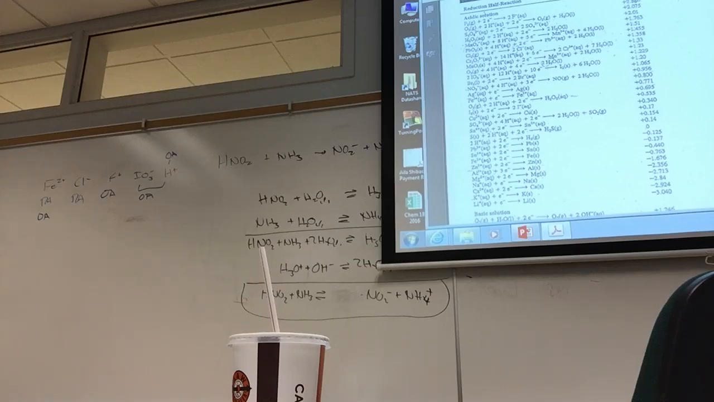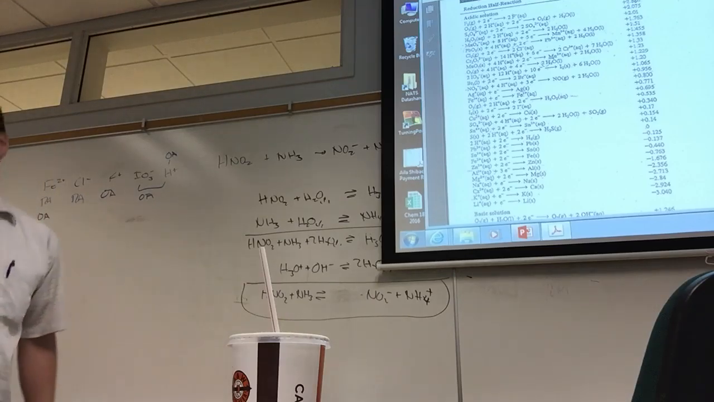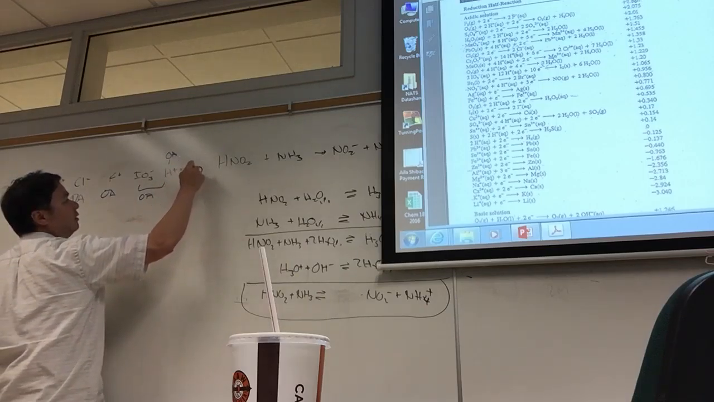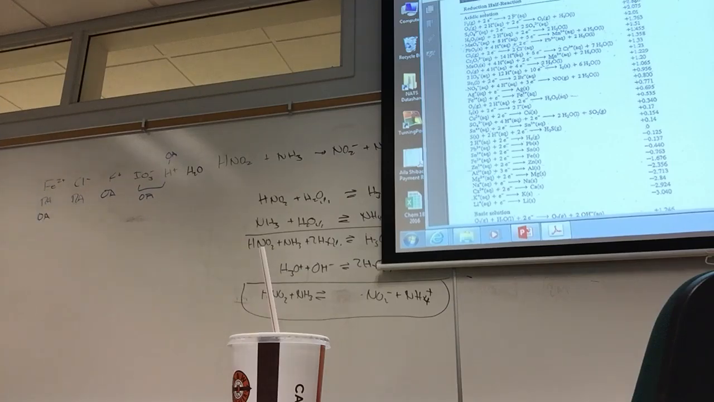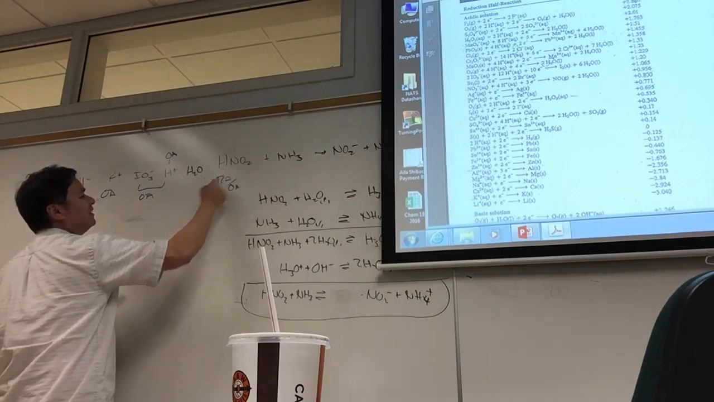And so we got to pick the strongest RA. Oh, you know what? I'm missing something. What am I missing? Water, yeah. Water can be an oxidizer or reducer here. Okay. Water occurs on both sides, so it's an RA and an OA.